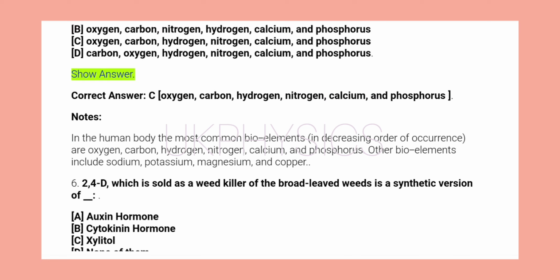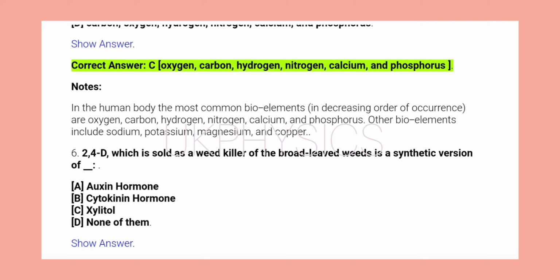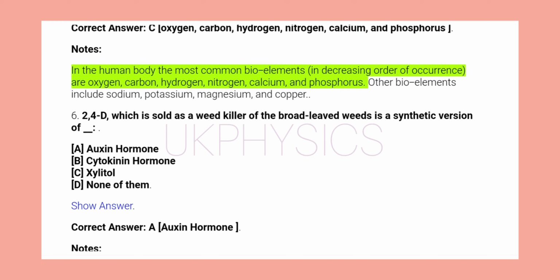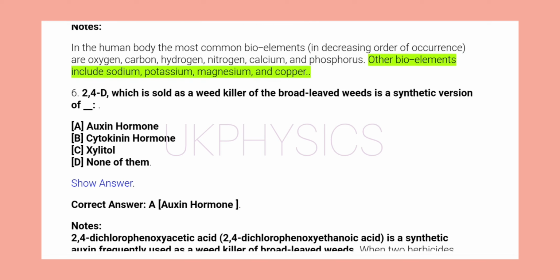Show answer. Correct answer, C. Oxygen, carbon, hydrogen, nitrogen, calcium, and phosphorus. In the human body, the most common bioelements, in decreasing order of occurrence, are oxygen, carbon, hydrogen, nitrogen, calcium, and phosphorus. Other bioelements include sodium, potassium, magnesium, and copper.